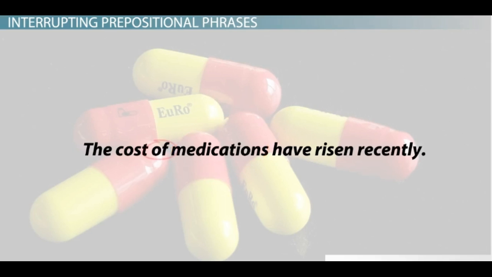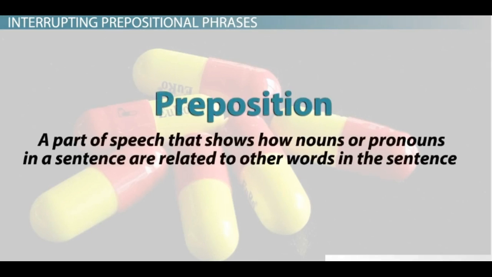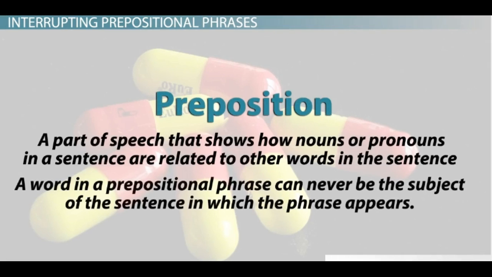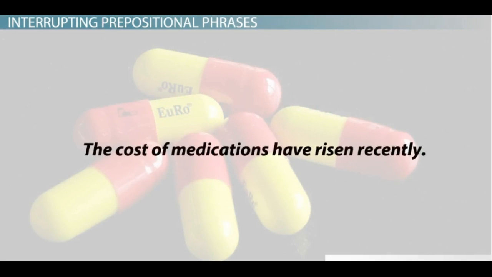In this sentence, the word of is a preposition and the words of medications is a prepositional phrase. A preposition is a part of speech that shows how nouns or pronouns in a sentence are related to other words in the sentence. Remember that a word in a prepositional phrase can never be the subject of the sentence in which the phrase appears. The word medications, therefore, is not our subject in this sentence. Instead, the subject is cost.